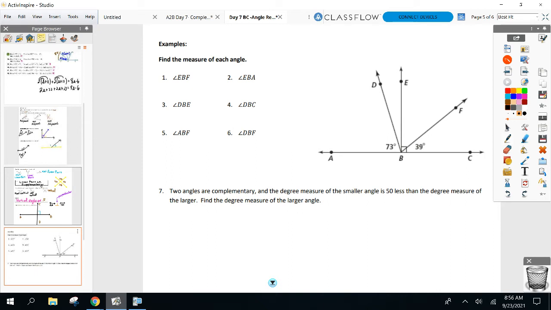Get my cheat sheet out here as well. Okay.